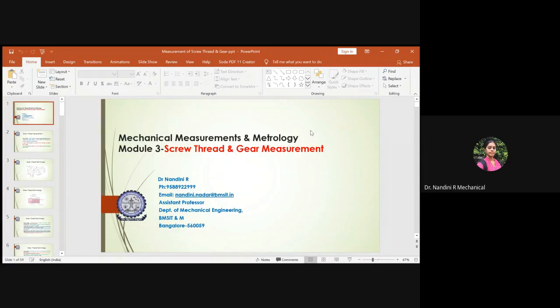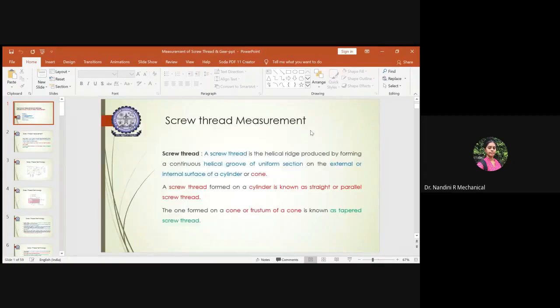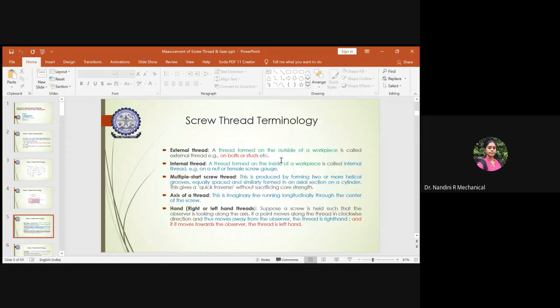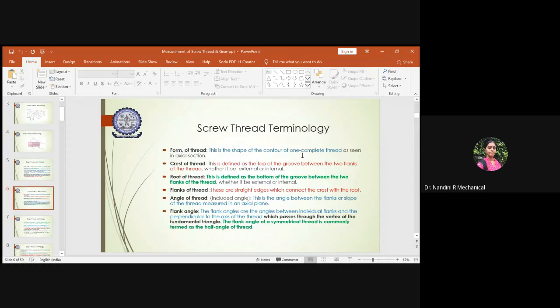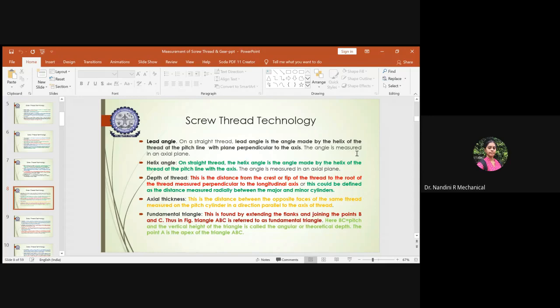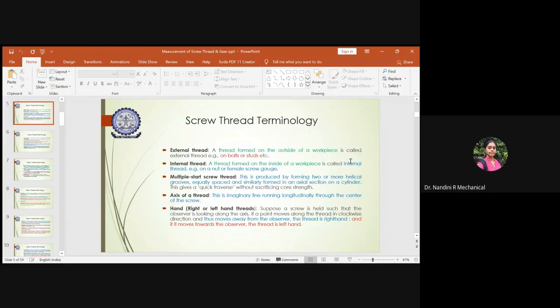So in our module 3, we just started with respect to the screw thread and the gear measurements. We dealt with what you mean by a screw thread, and then we went on with the screw thread terminologies. So what is external thread, internal thread, axis of a thread? Then various parts, the root, the crest, the flank of the thread, the angle of the thread. All these you need to write systematically with a proper diagram.